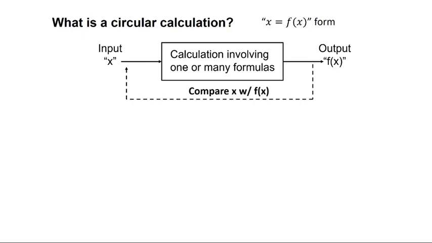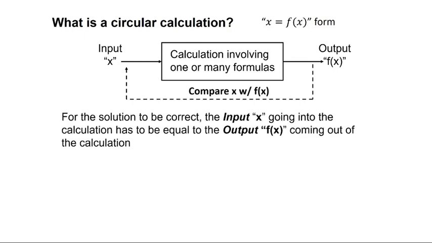So we compare the output with the input, and we keep going until the difference between the input and output is negligible. For the solution to be correct, or approximately correct, the input x going into the calculation has to be equal to the output f(x) coming out of the calculation.